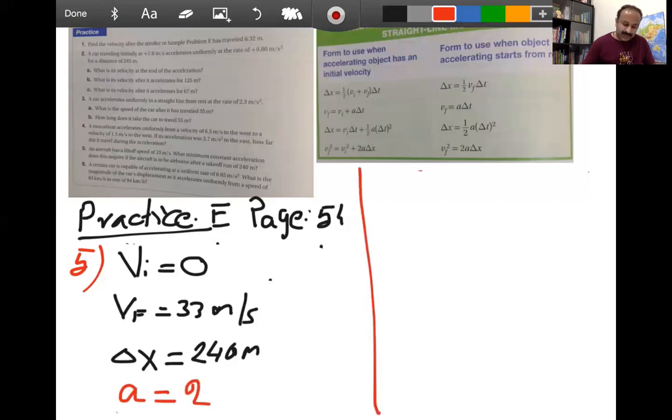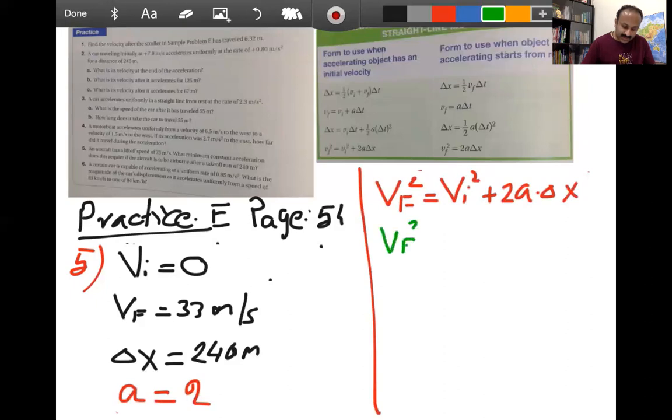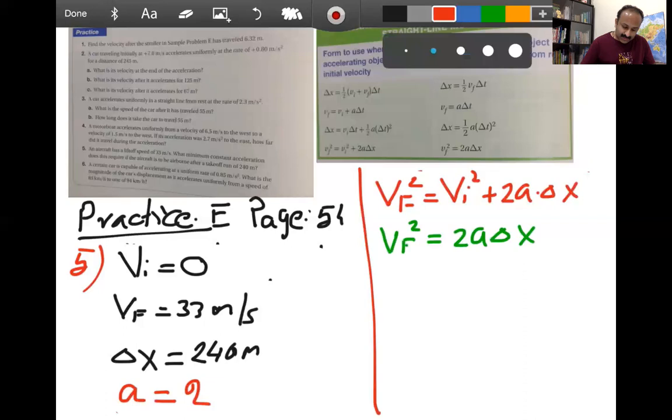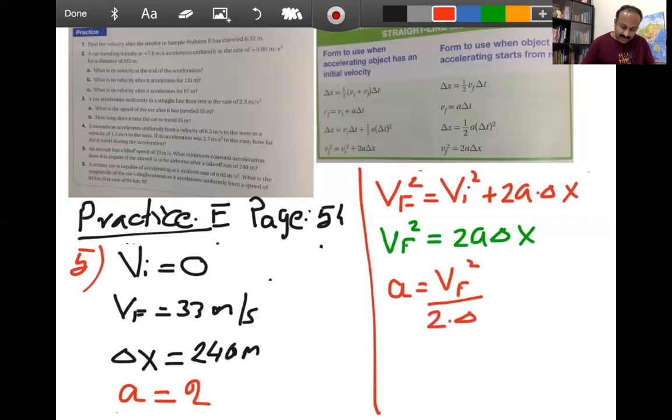So you're going to use the last equation, Vf square equals Vi square plus 2a delta x. Here Vi is 0, so since Vi is 0, this equation reduces to Vf square is equal to 2a delta x. We are looking for a, so the acceleration is Vf square divided by 2 delta x.